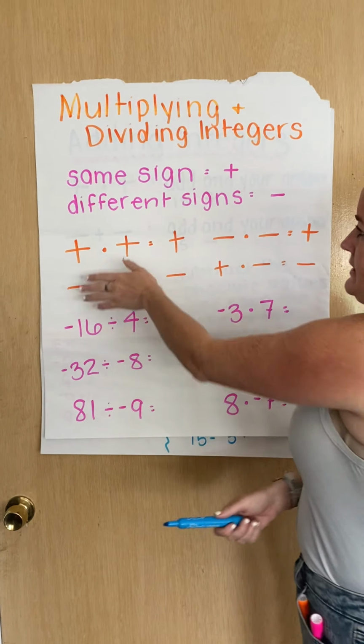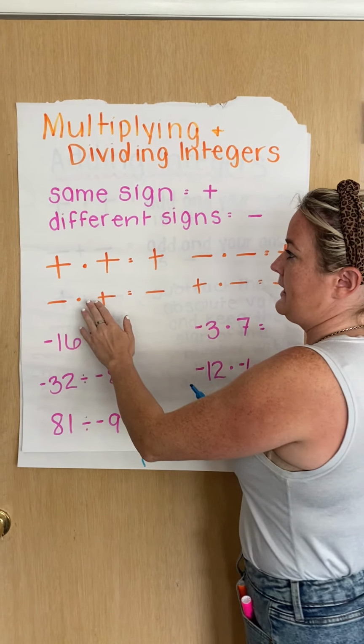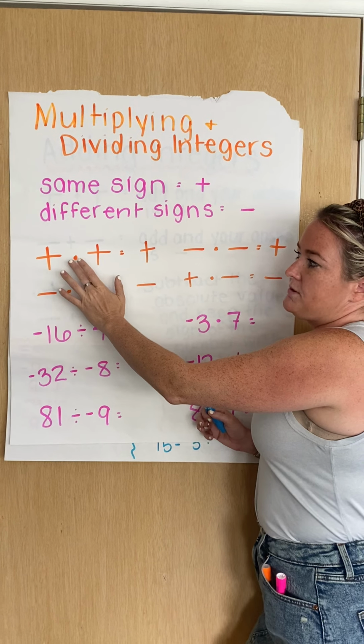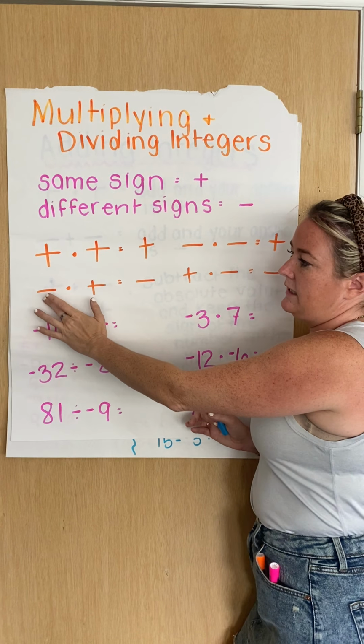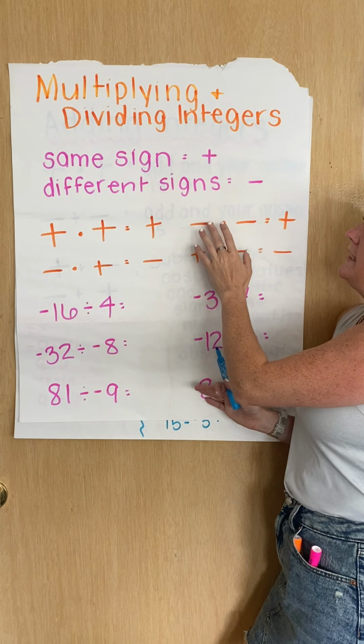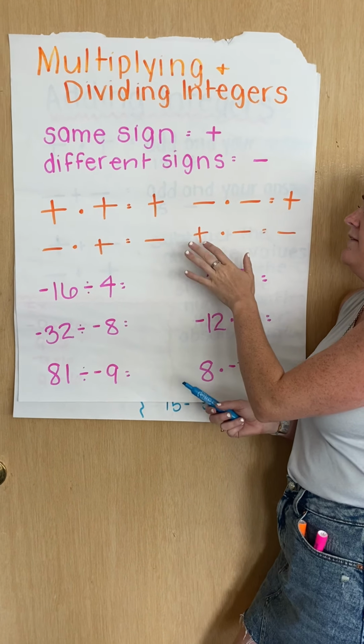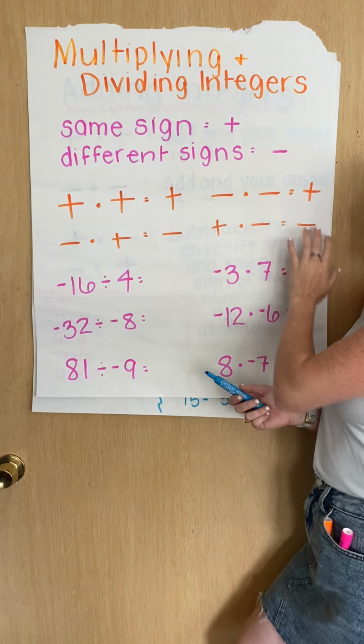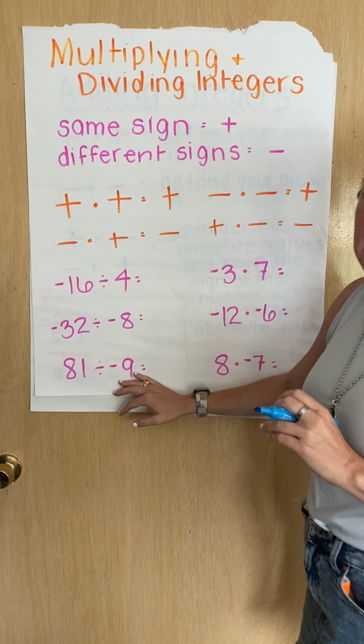So I just wrote this down. It's the same rules for, obviously, multiplication and division. So a positive multiplied by a positive is a positive, and a negative multiplied by a positive would be negative because the signs are different. And then a negative multiplied by a negative is a positive, and a positive multiplied by a negative is a negative. So I have some examples that I just want to do.